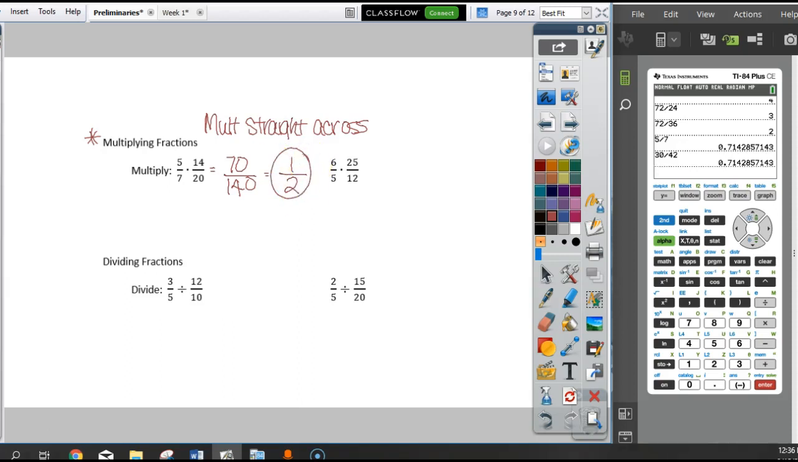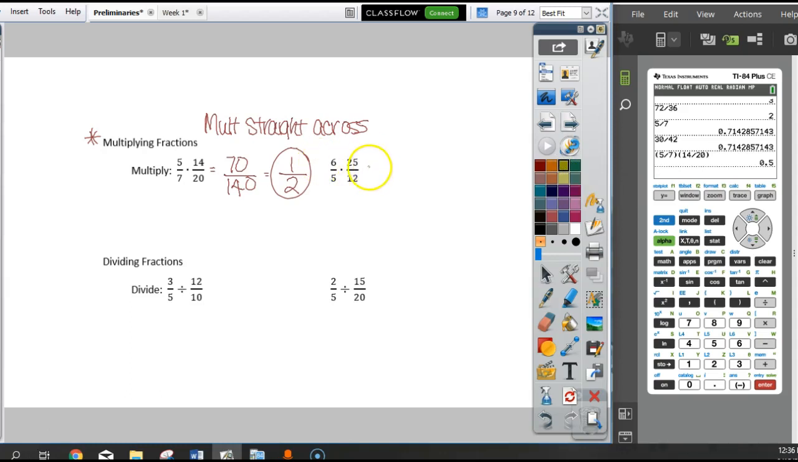1/2. And you could verify all of your work here if you have a calculator. You could use parentheses, take 5 divided by 7 times 14 divided by 20. So you get 0.5, which is indeed 1/2.